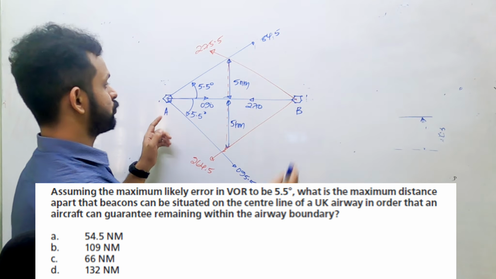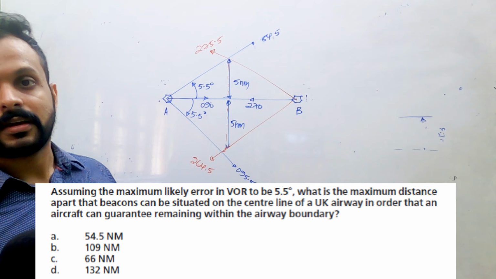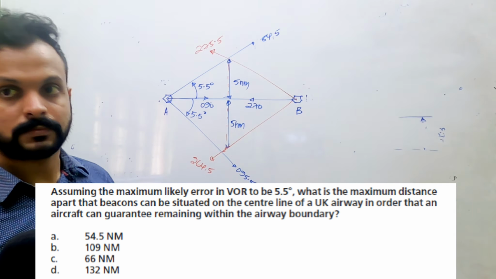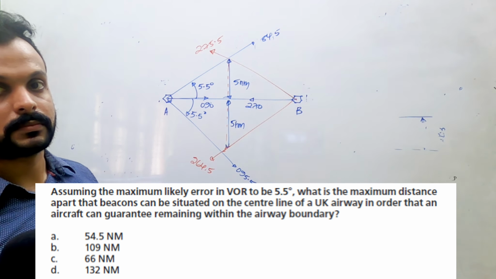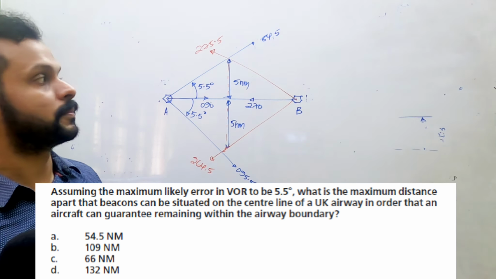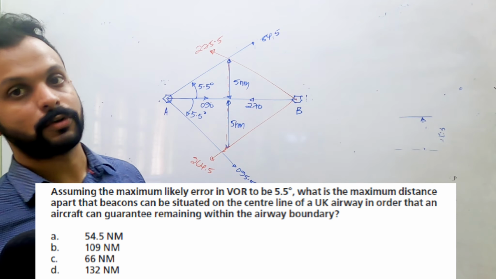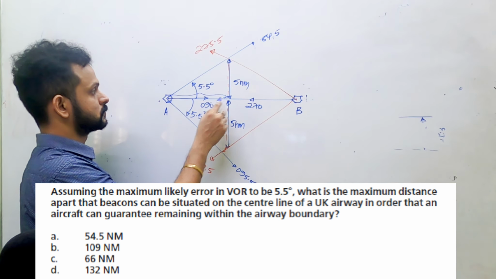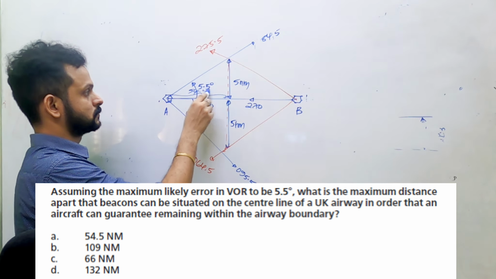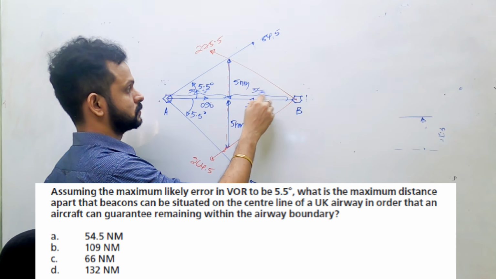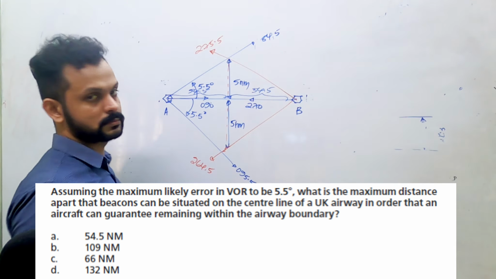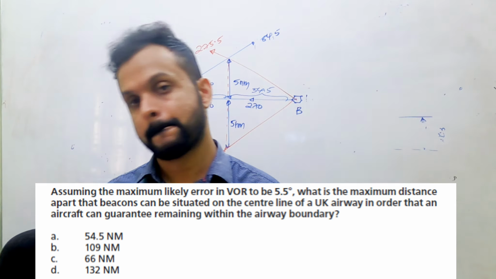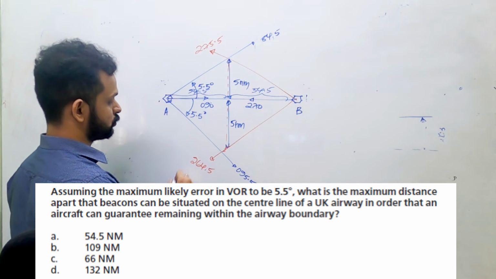You're asked to find out what should be the distance between these two aids if this has to be satisfied. Now how will you find out? Directly we can take this 5.5 as a cruising track error, and this 5 nautical mile as the distance off. So that we calculated is 54.5 nautical miles, one side. So double that. How much is that? 54.5 twice is 109 nautical miles. That's right. So the distance should be 109 nautical miles.